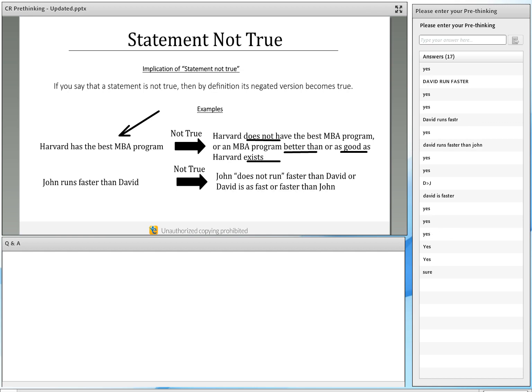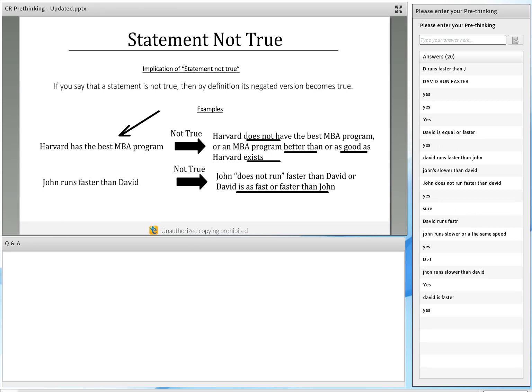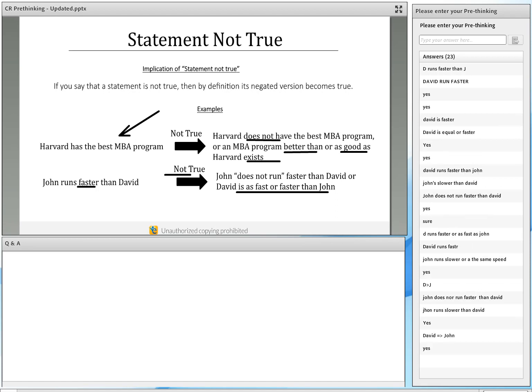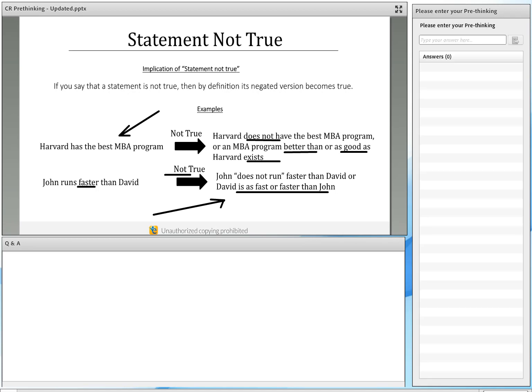Let's take another very, very simple example. John runs faster than David. If you say that statement isn't true, then by definition, what else are you saying? You can say either David runs faster than John, or David is as fast as John. Don't go towards slower, because forming that logic becomes a bit more complex, although the logic is correct. Go towards David as fast or faster, because you see the word faster over here. So when you say this statement is not true, you're also saying that David is as fast as John or David runs faster than John.